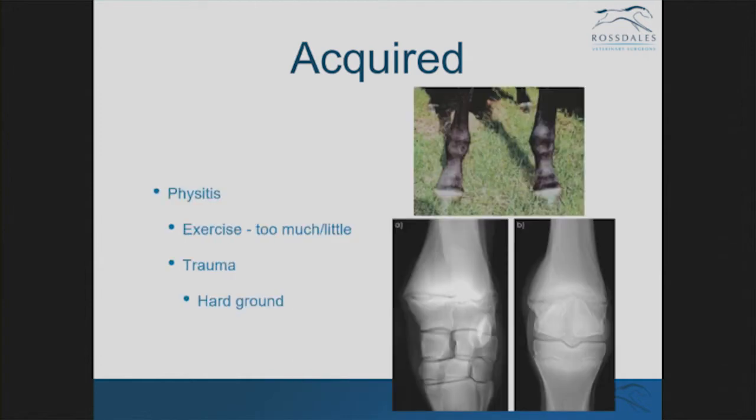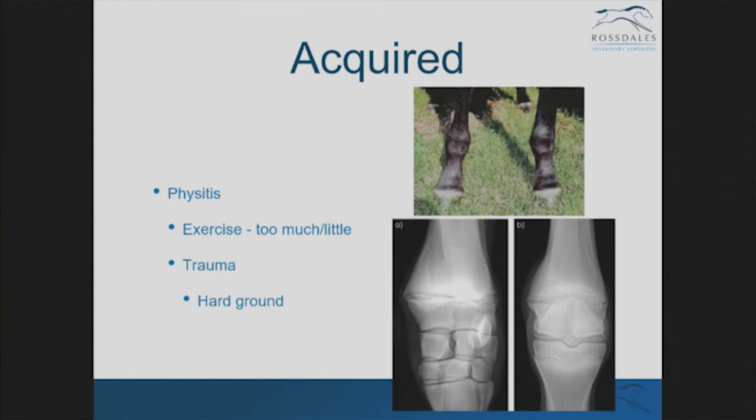Another issue that leads to acquired deformity or deviation would be physitis. Physitis is something that I think everyone around the world struggles with in foals, especially at this time of year when there's a lot of dry, hard ground. Those foals that are tending to be quite straight already don't need much to get their growth plates inflamed, and that's what physitis is, an inflammation of the growth plate. It's usually more mild than is depicted in the X-rays here.